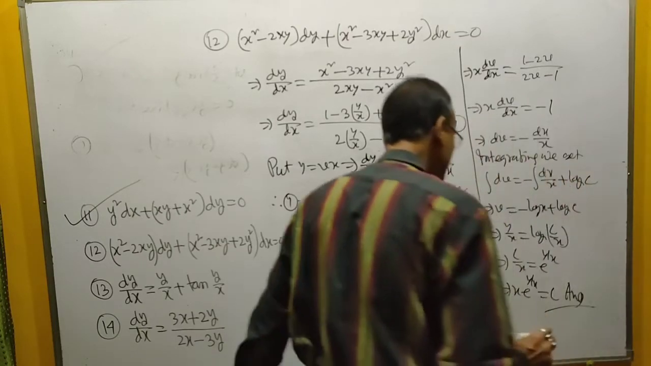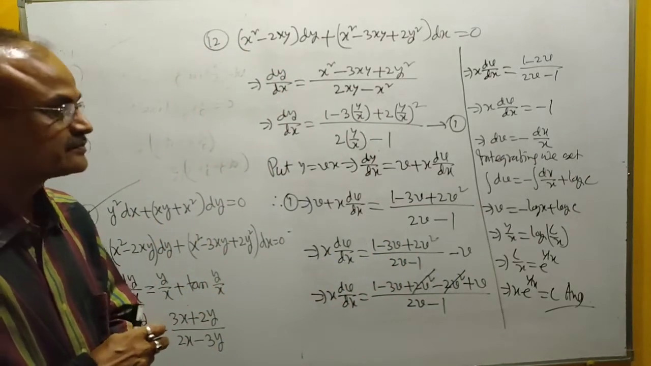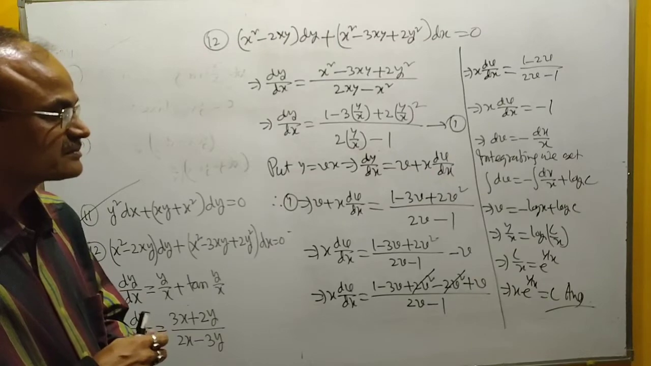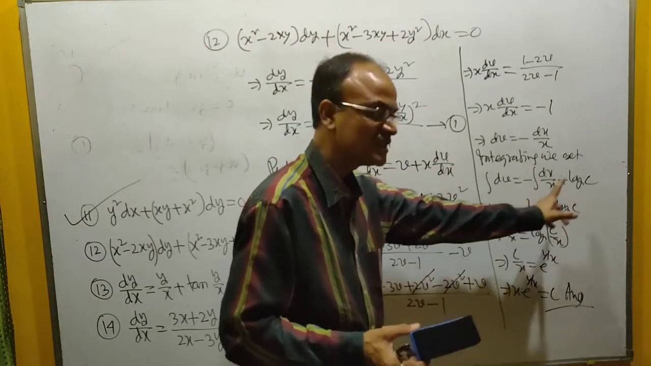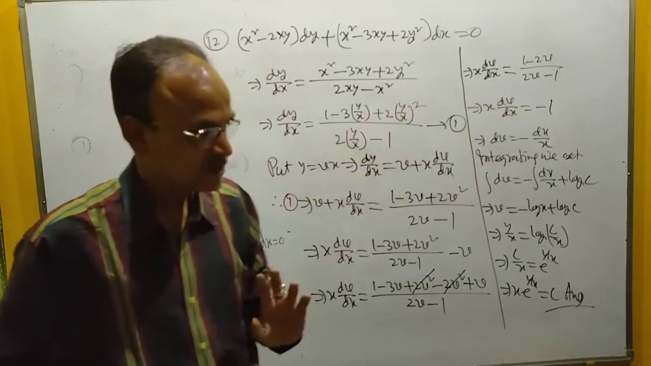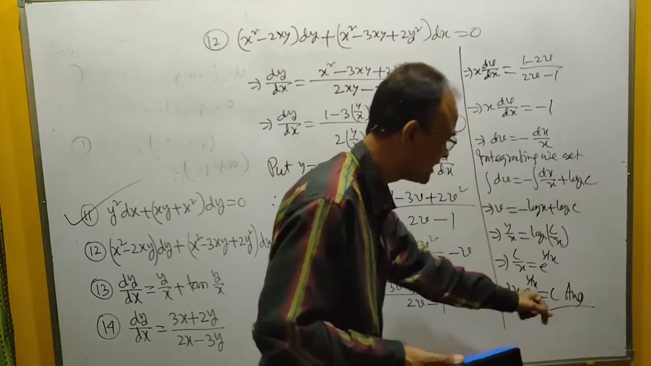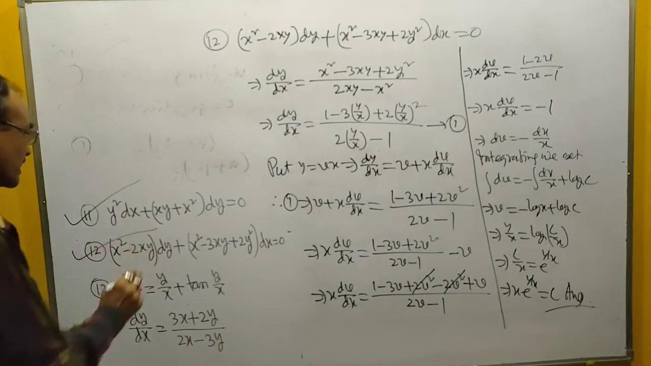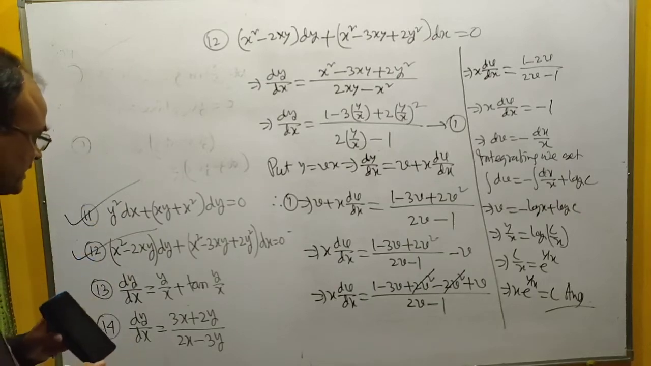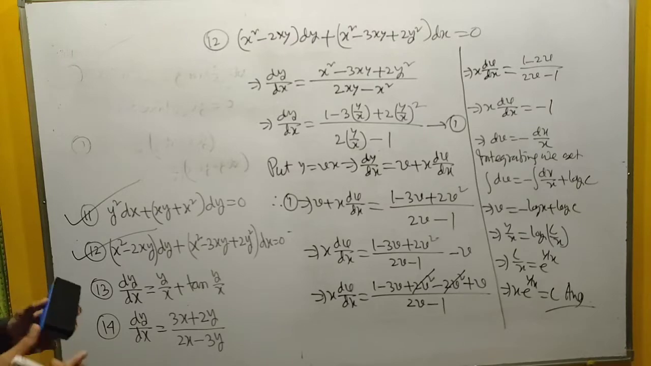This is the solution of the differential equation: x e to the power y by x equal to c. You may write y by x equal to minus log x plus c. That is the solution. Or in this way you may write x e to the power y by x equal to c. Therefore we have solved question number 12 also. Let us come to solve question number 13.